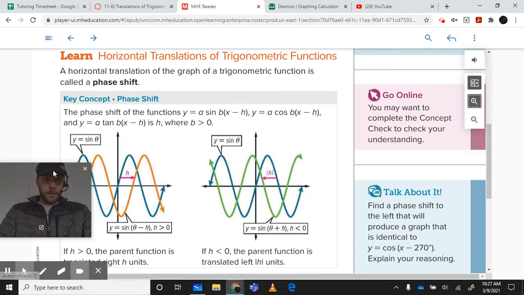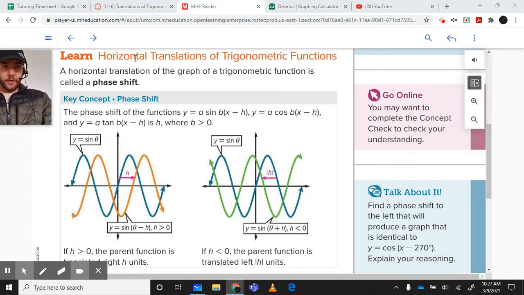That is all explained in the book here. It says a horizontal translation of the graph of a trigonometric function is called a phase shift. The phase shift of the functions y equals a sine b of x minus h, y equals a cosine b of x minus h, and y equals a tangent b of x minus h is h, where b is greater than 0. So they're just saying that your phase shift is determined by this value of h in here.